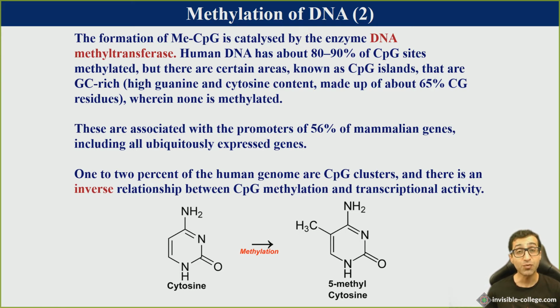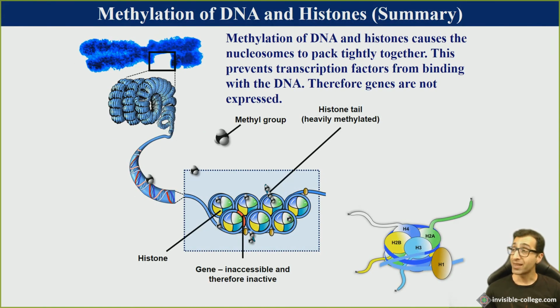There's an inverse relationship between the CpG methylation and the transcriptional activity, in the sense that the more you find these CpG clusters, the less transcriptionally active those regions of the DNA become. So, methylation of DNA and histones causes the nucleosomes to pack more tightly together, and this in turn prevents transcription factors from binding to the DNA, and therefore these genes are not expressed.